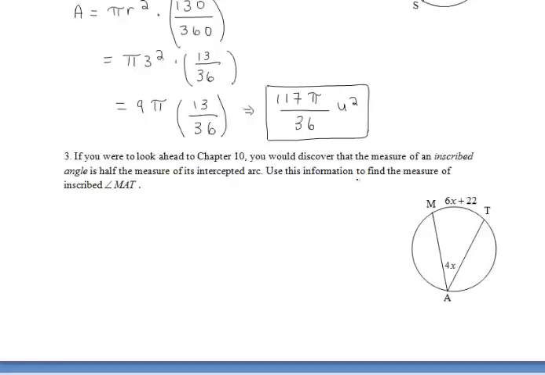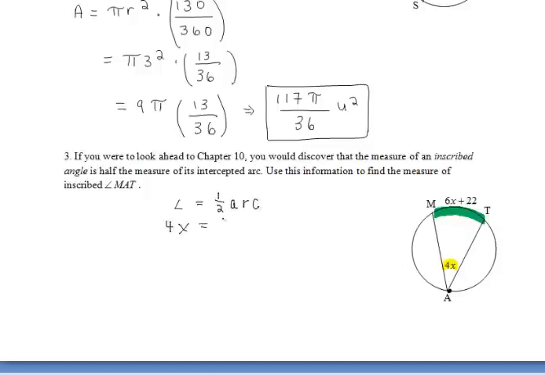Last but not least, for number 3, it said if we were to look ahead to chapter 10, we would discover that the measure of an inscribed angle, which is right here, is half the measure of the intercepted arc. The inscribed angle always has its vertex on the circle itself. You'll learn about that in chapter 10 again.